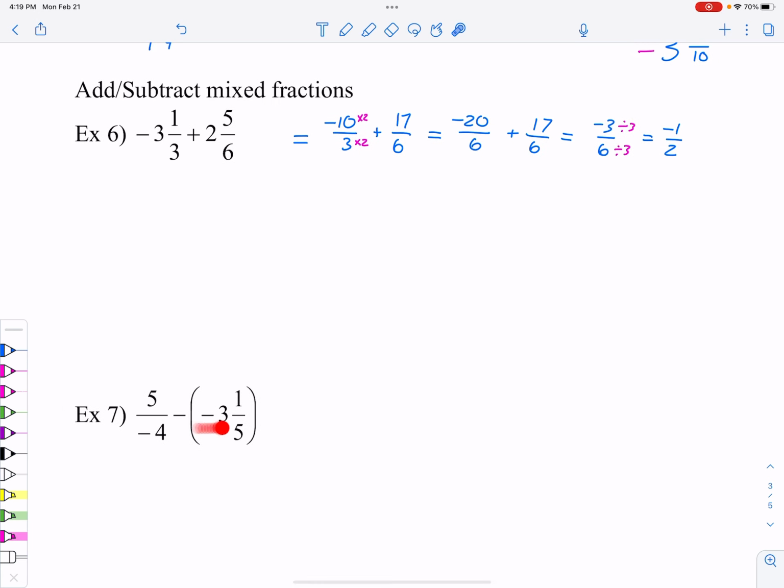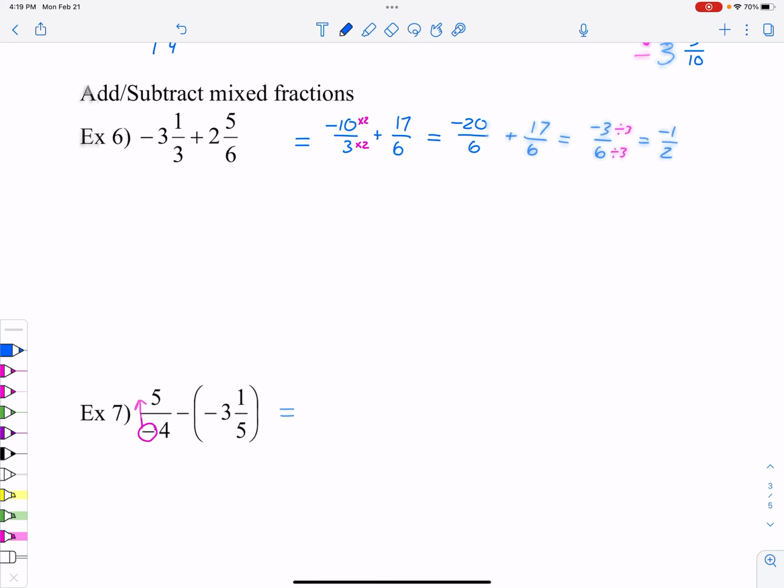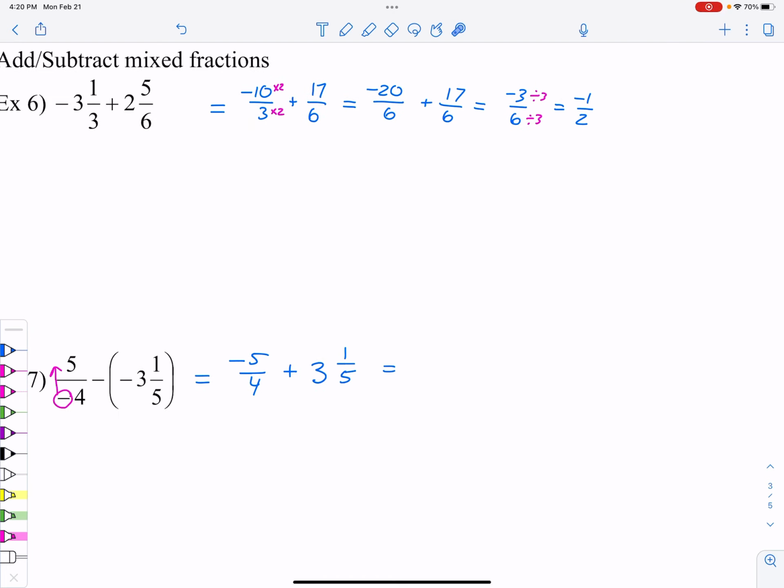We can do the same thing with our next one. Okay, so first of all, we're going to simplify all these extra negatives. So here we have a negative on the bottom. We need to move it to the top. And then we have a double negative situation, which is going to turn into a positive. So we get negative 5 over 4 plus 3 and 1 over 5. Then we need to get rid of this mixed fraction and turn it into an improper fraction. So we have 3 times 5, which is 15, and then add 1, which is 16.